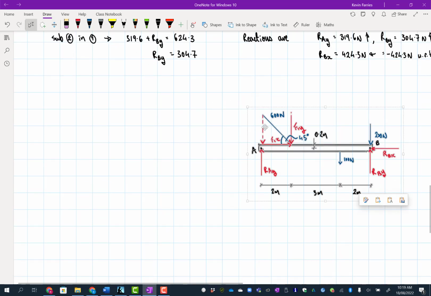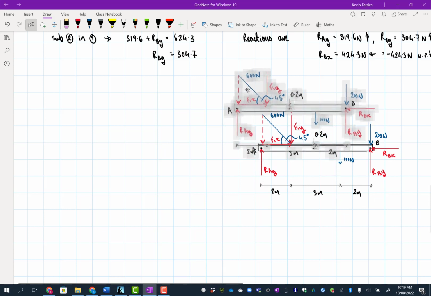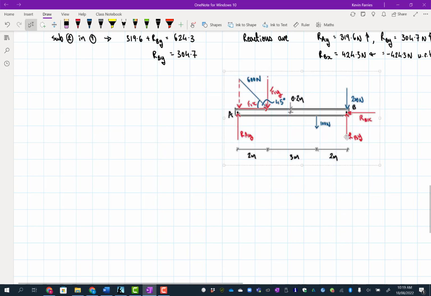O-U-Y. There we go. Try not to swear at OneNote in a lecture. I might turn it all into grey. This is all a check now. So we'll turn that all into grey.